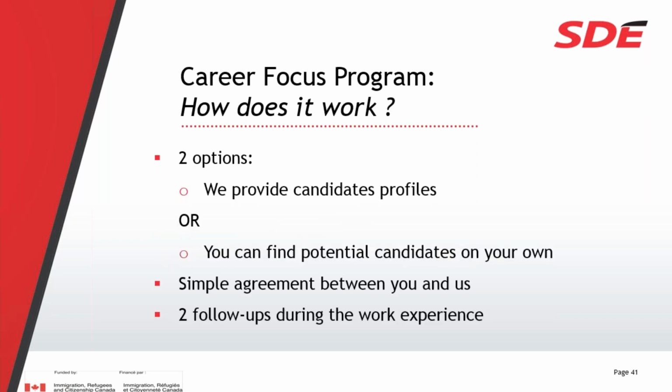So how does it work? Well, it's pretty simple. Two options. We can help you find a candidate with our database, or you can come to us and say, hey, I already found the perfect candidate for this job offer, so we just need to validate that the candidate is eligible, and that's it. You just sign an agreement with us, with the description of the job offer, the salary and everything, and we can start. There are only two follow-ups during the work experience, in order to know if everything is going well for you and the candidates.